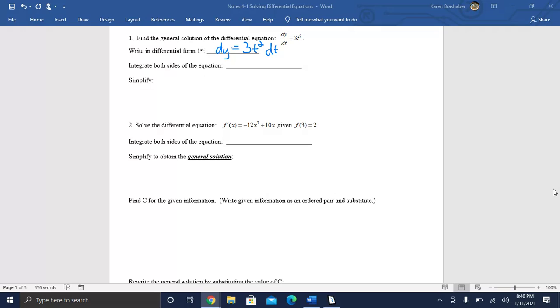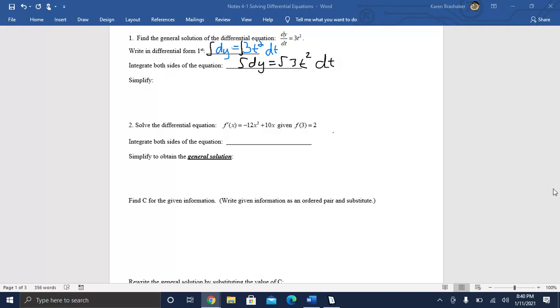So we have 3t squared dt. And then when you're solving differential equations, you integrate both sides of the equal sign. So we'll integrate both sides, and so then that becomes the integral of dy equals the integral of 3t squared dt. So now you use your power rule.